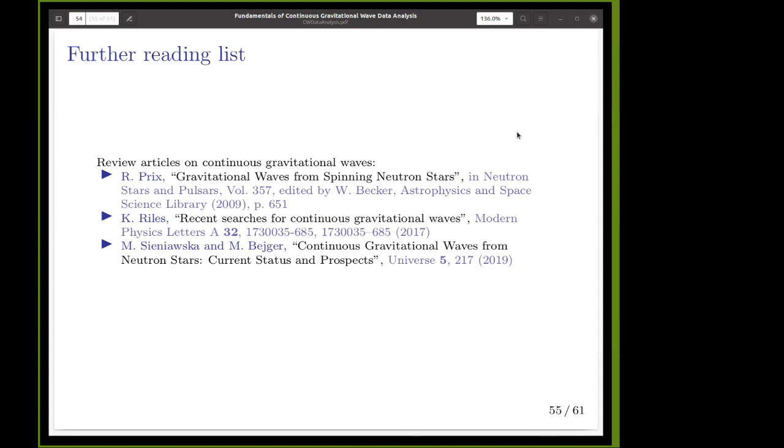Thank you, Karl. Nice. Aditya has a follow-up question in the chat. He asks, are there techniques to search for unmodeled signals in the data, unmodeled continuous wave signals?